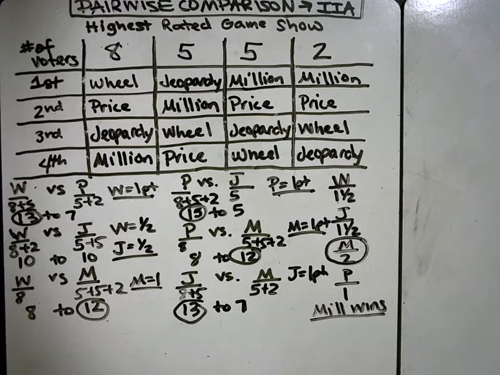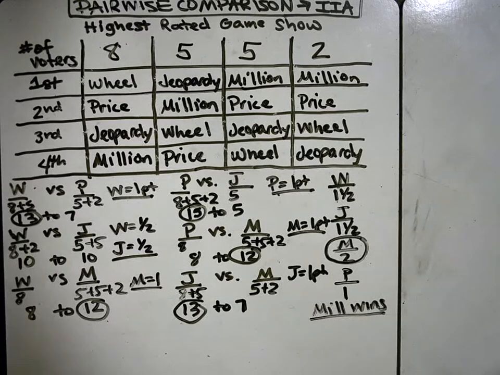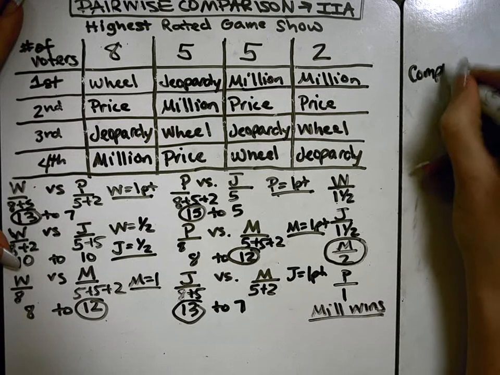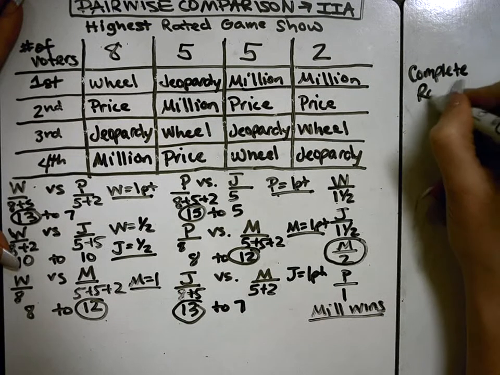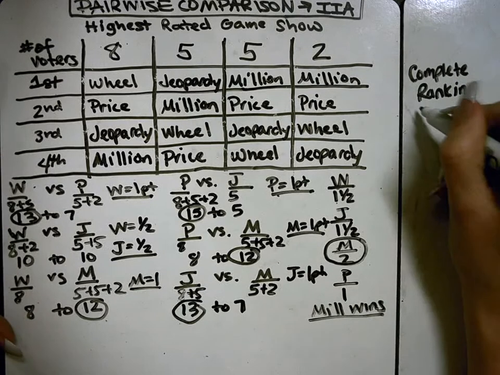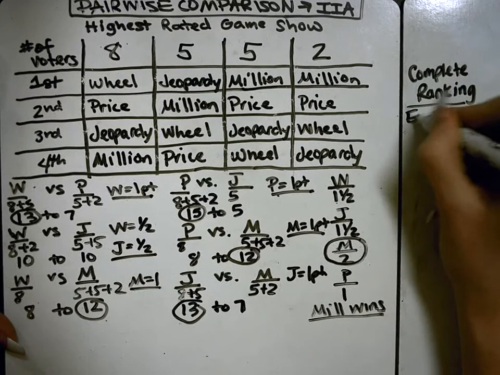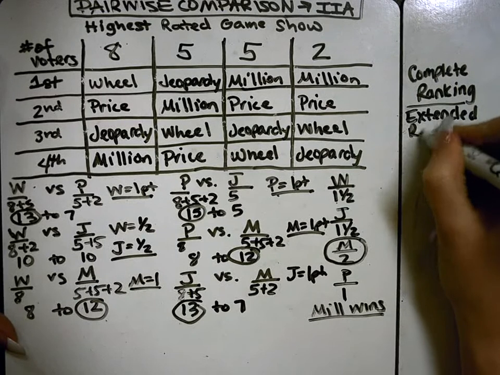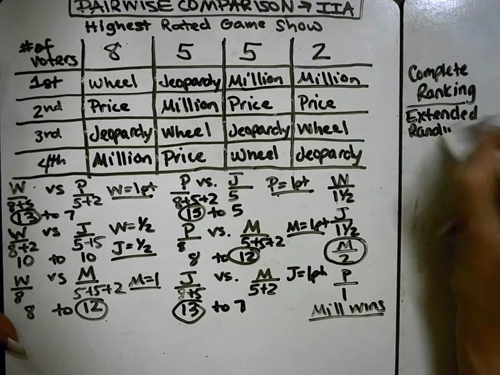So what we want to do now is write down the complete ranking. You'll have to do this in some of your problem sets. They'll ask you for the complete ranking. In the videos, they explain it as the extended ranking. They mean the same thing.